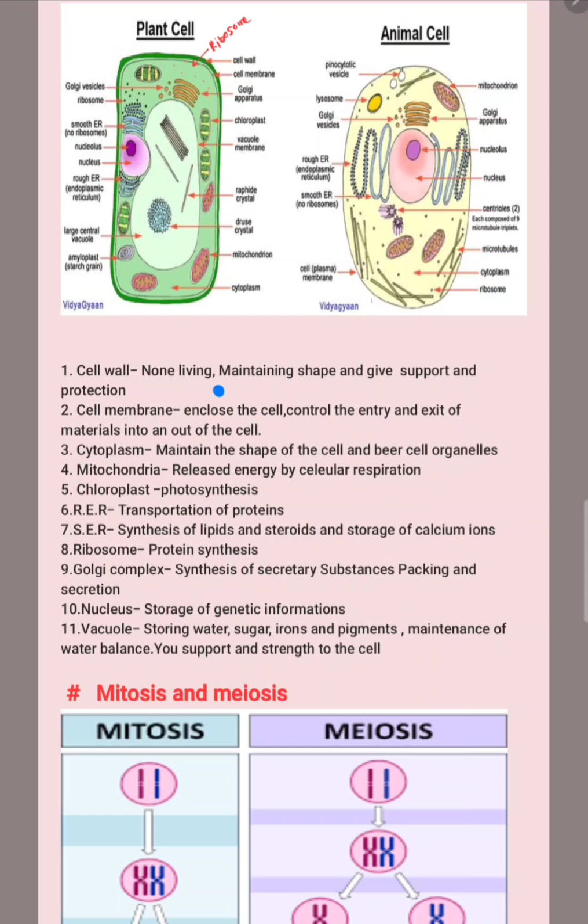Cellulose is a carbohydrate, right? Then it encloses the cell and its main function is control the entry and exit of the material into and out of the cell.